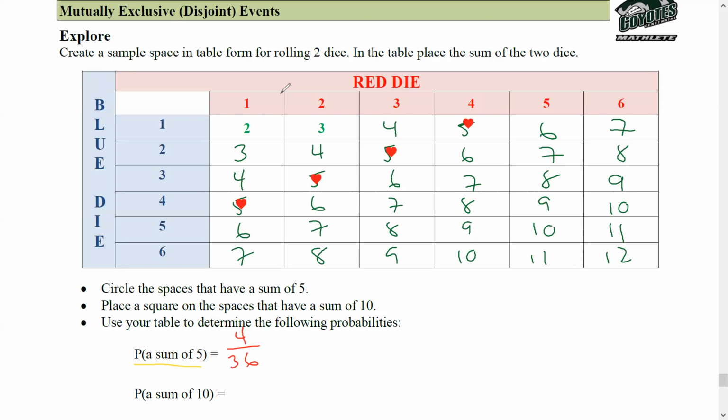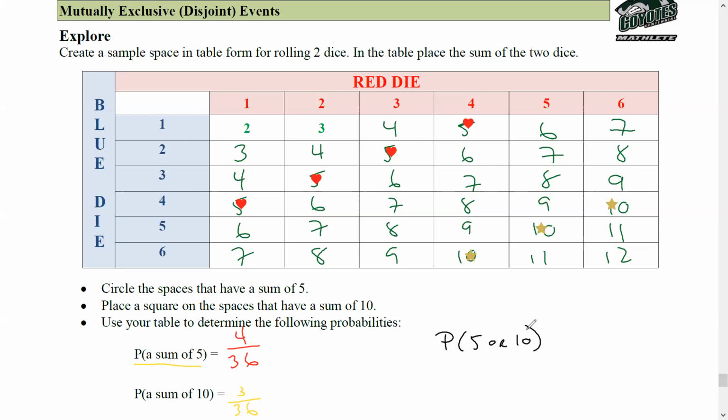Sum of 10. Okay, what do I want to put on the sum of 10s? Let's go for our sum of 10. 1, 2, 3. So 3 out of 36, which again, I understand I could simplify, but I'm choosing not to because I'm crazy like that. And now our final question underneath says, what's the probability that we get a sum of 5 or 10?